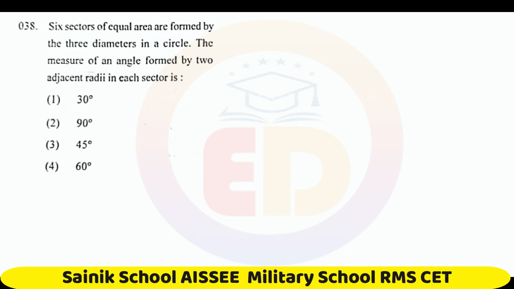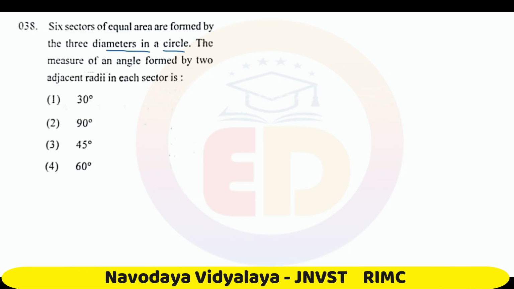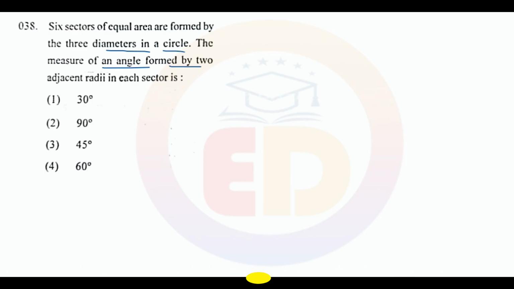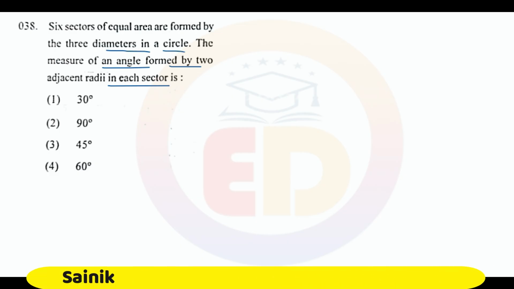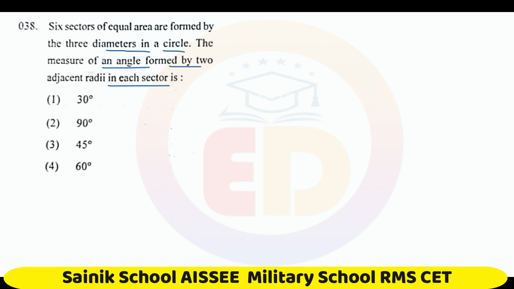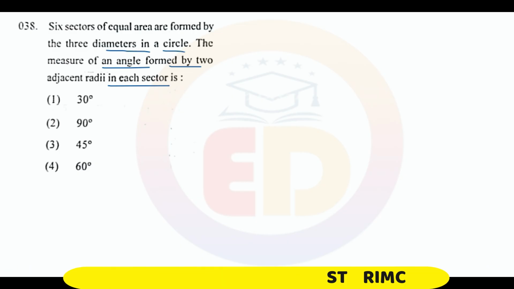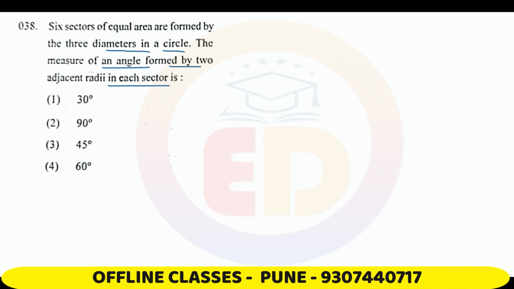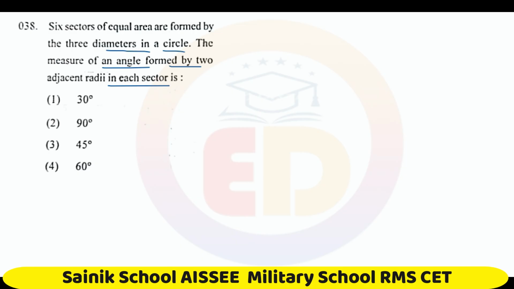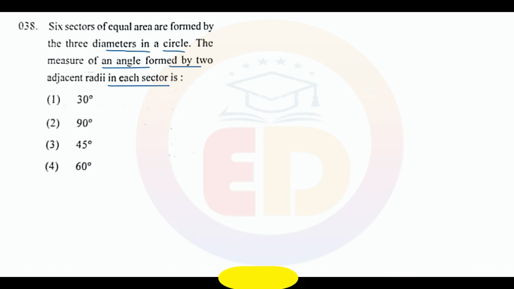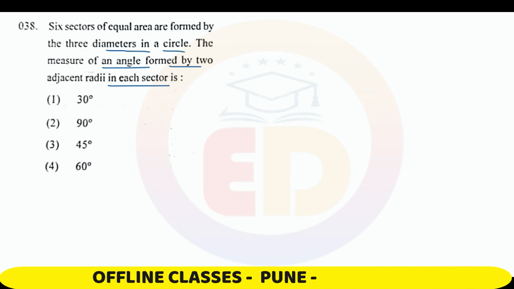Question number 38. 6 sectors of equal area are formed by the 3 diameters in a circle. The measure of an angle formed by 2 adjacent radii in each sector is. Now this is the question which is exactly repeated in the RMS exam. Only they had just changed with these sectors by the lines. In the RMS exam there was a question that if there is a bicycle and in that bicycle one tire has 48 spokes.